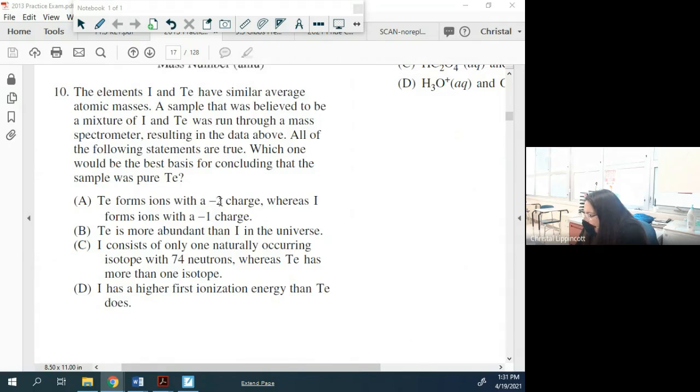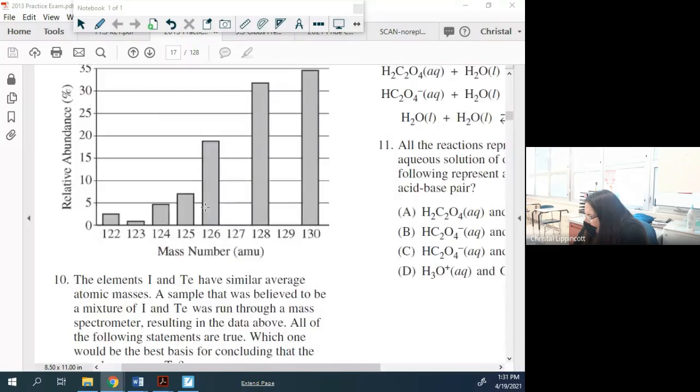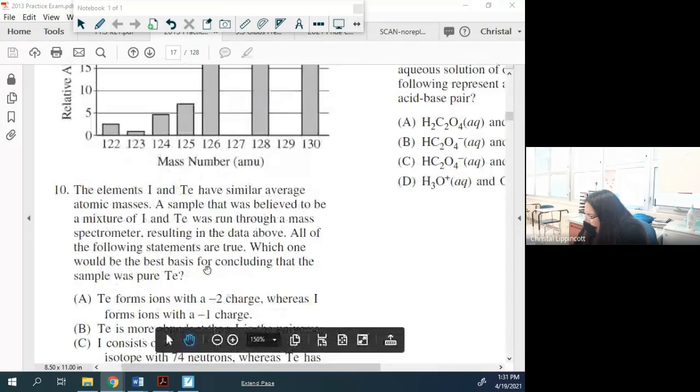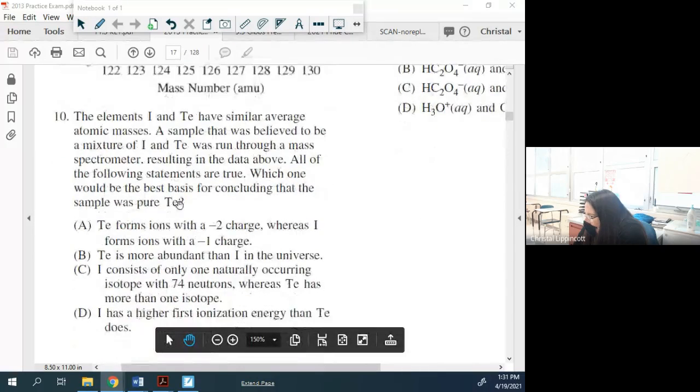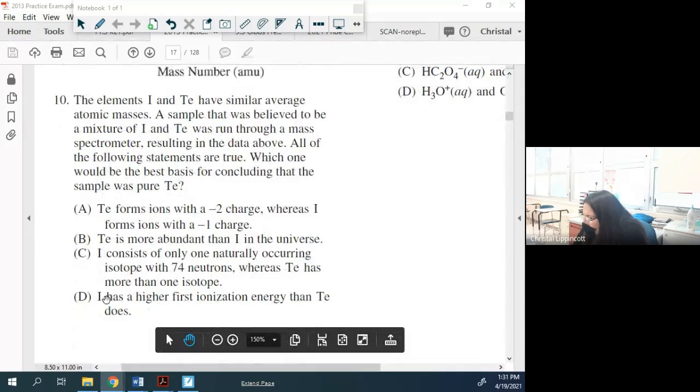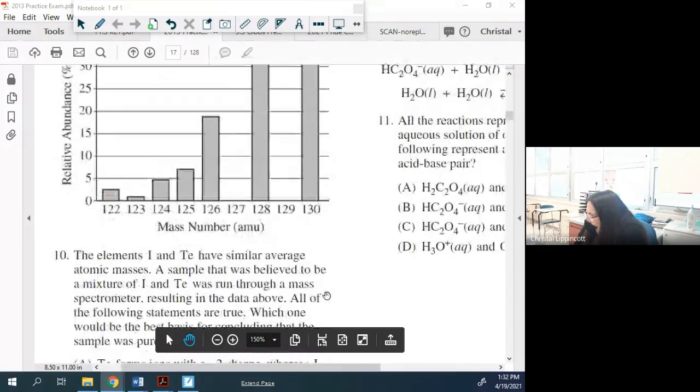Well, Te forms ions with a -2 charge, but that isn't going to tell us anything, like the mass spec isn't going to do that. This is talking about mass here. It's not talking about charges. Okay, so that's not going to help us at all. So we can get rid of that. Te is more abundant than I. Well, we can't tell that from this data. It's also not going to tell us that, to be able to say that this is a pure sample. All right. I has a higher first ionization energy.